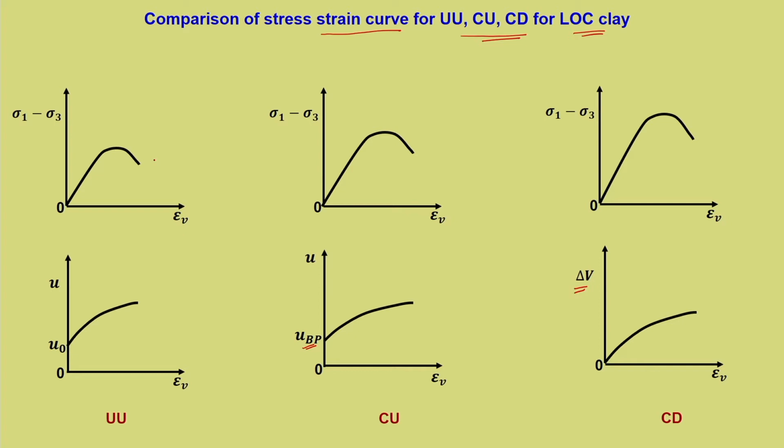Now, the quick comparison is only in terms of stress strain response. You can see that the failure stress corresponding to all the three is progressively increasing as it goes from UU to CU, CU to CD. Don't take this comparison as conclusive, because there are various other factors that can alter these results. That's why I said all other factors remaining the same. A more or less comparison will be in this form in terms of strength. So, that's all about the comparison of the three types of tests that you perform in triaxial testing.